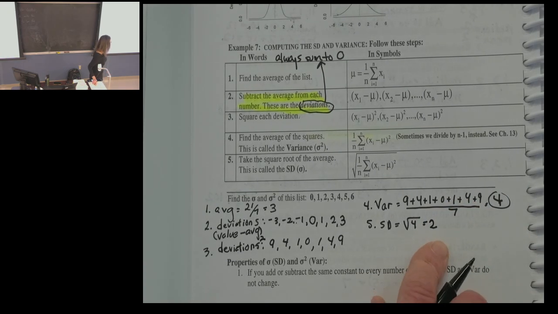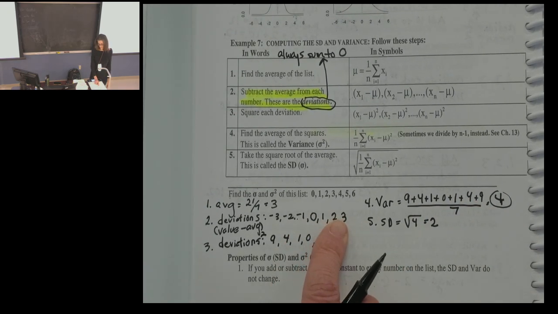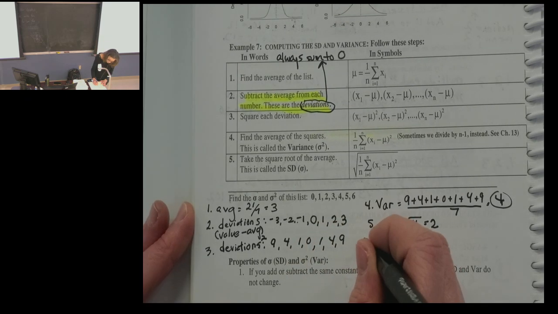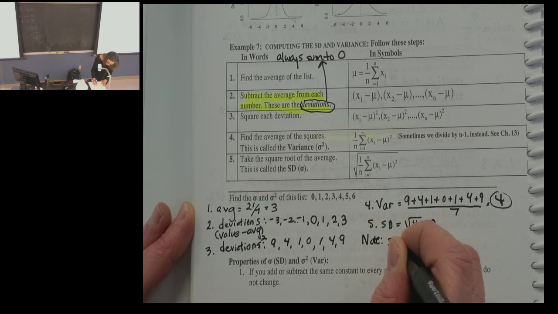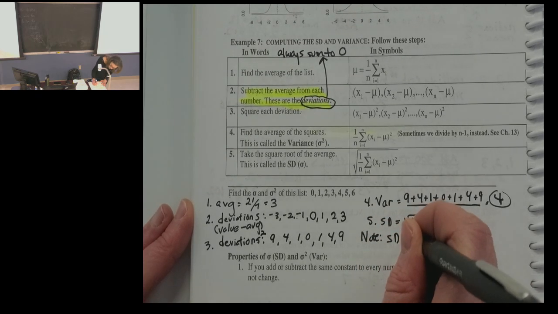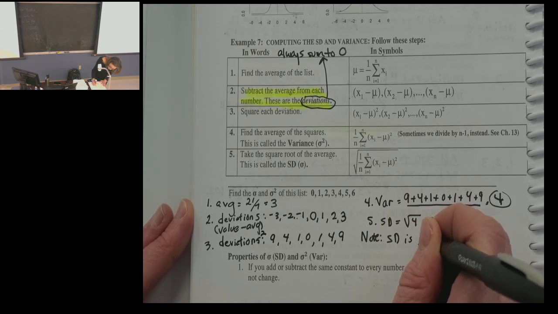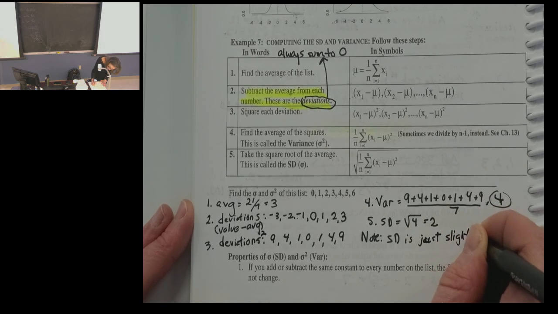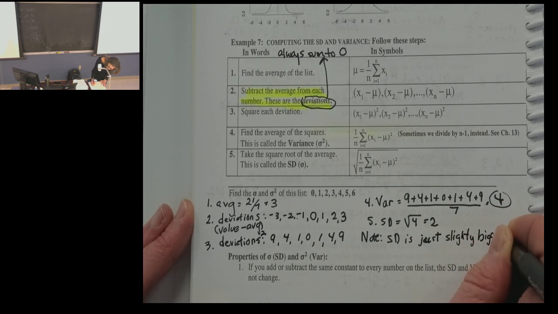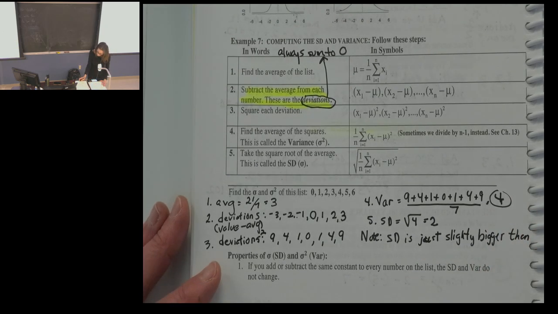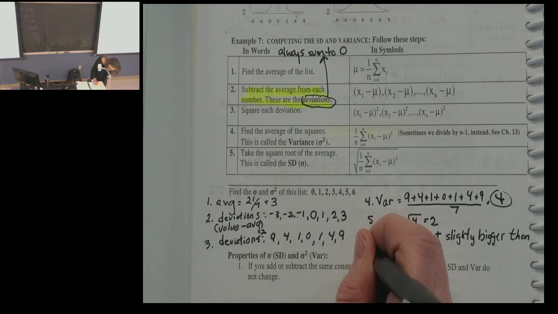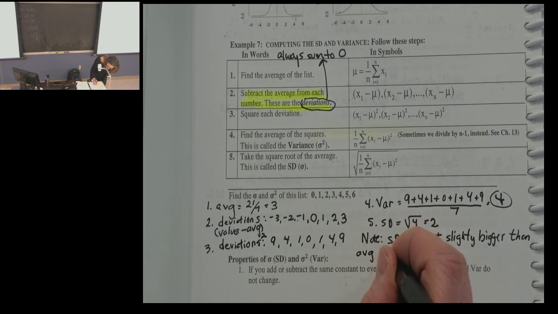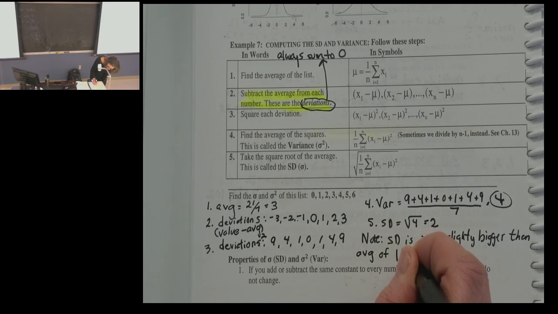So how does that compare to if we just took the average of these, neglecting sign? So we can look at that. Note, the SD is always just slightly bigger than, what? It's slightly bigger than the average of the absolute value of the deviations.